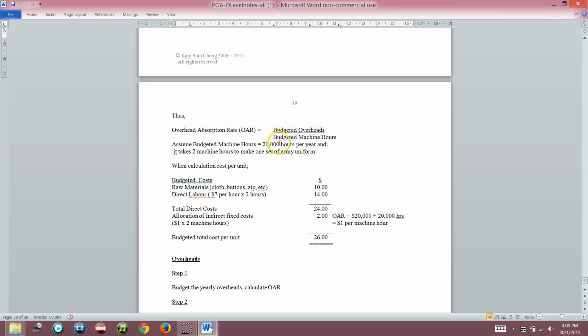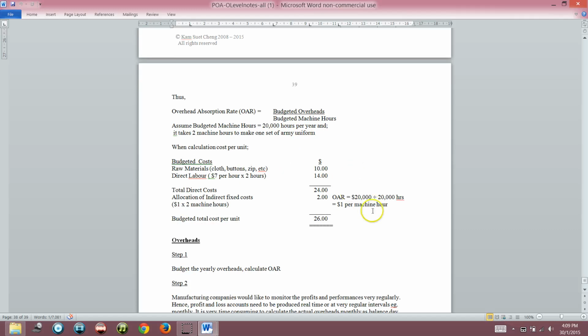Okay, for example, because nowadays most factories are machine intensive, I assume that we use machine hours. So we take the budgeted overheads divided by the budgeted machine hours. So for example, if the total budgeted machine hours that we foresee for the year ahead will be 20,000 hours, then the overhead absorption rate in this case will be $20,000 divided by 20,000 hours, so it's $1 per machine hour. This is the overhead absorption rate.